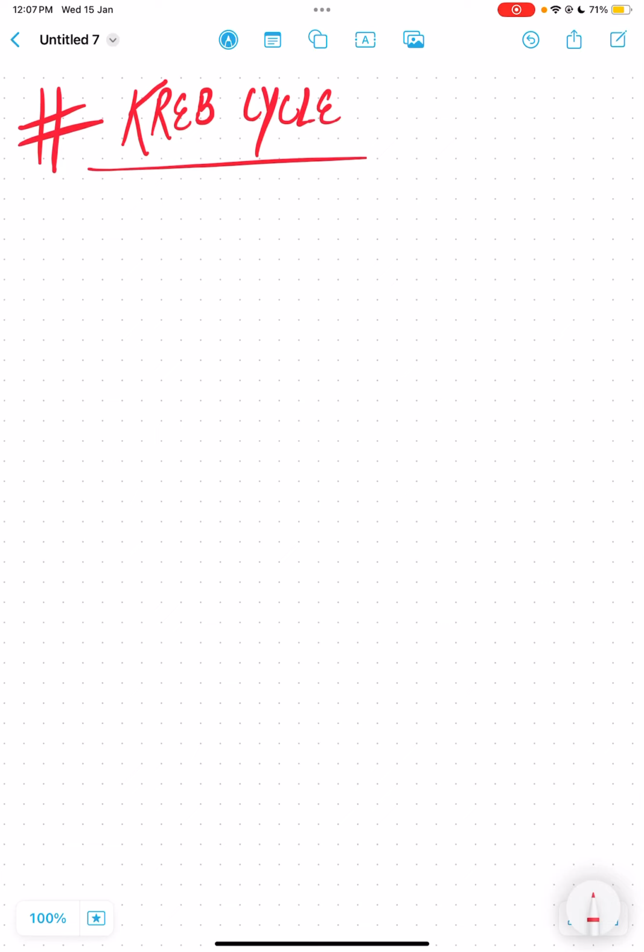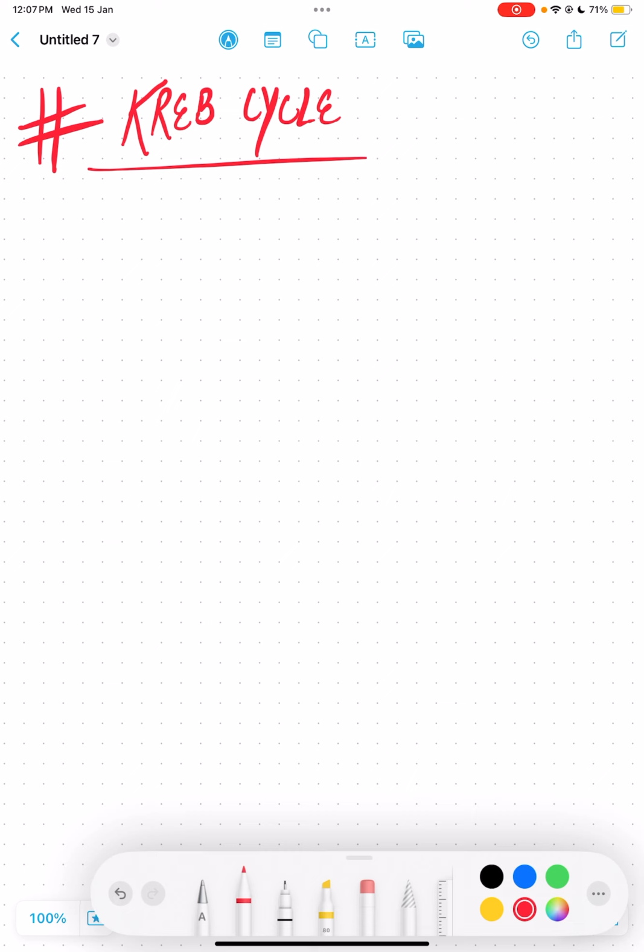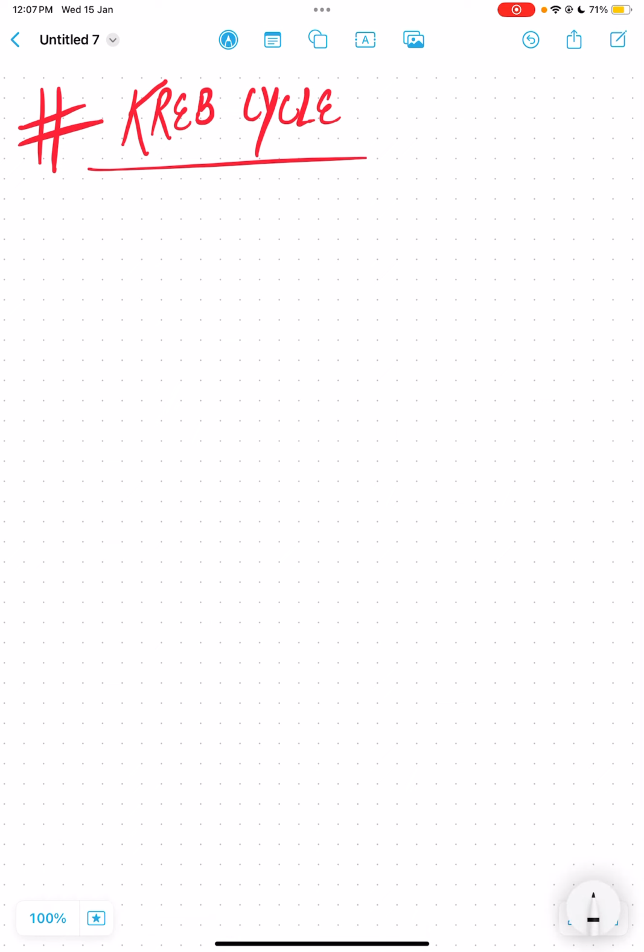Today we will discuss the Krebs cycle. Before beginning with the Krebs cycle, there were different names given to this cycle. It is also called the TCA cycle, or the citric acid cycle. Like glycolysis, which was done in the cytoplasm, the Krebs cycle is done in the mitochondria.